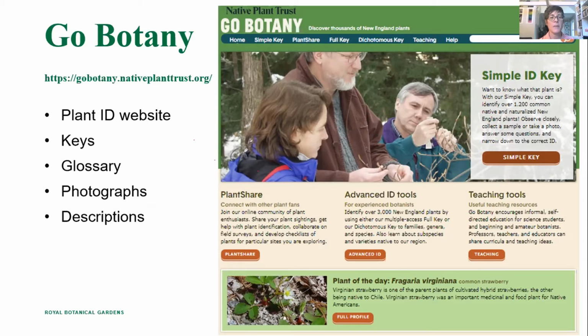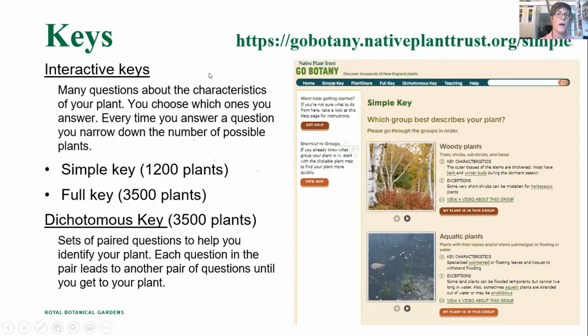GoBotany is a plant identification website, and it has many resources in it. The resources that are of interest to us are the keys. I'll describe what that is shortly. The glossary, the thousands of plant photographs, and the descriptions for 3,500 plants. Again, GoBotany is New England based, but it works for us just fine. There will be plants there that we don't have, and there will be plants that we have that they don't.